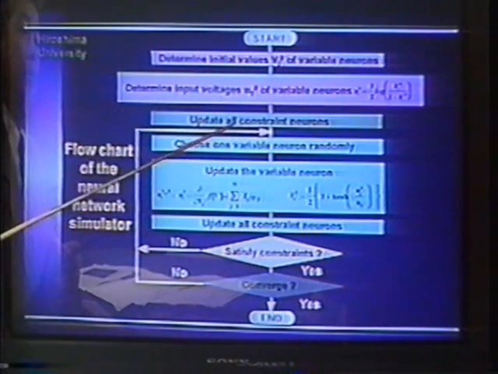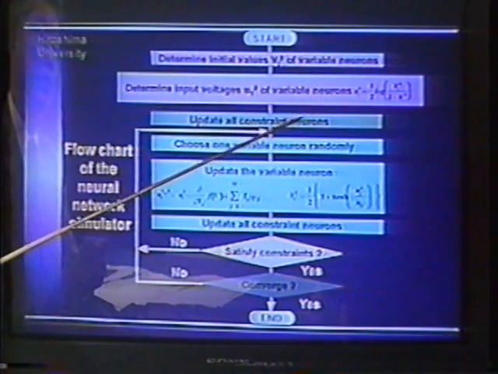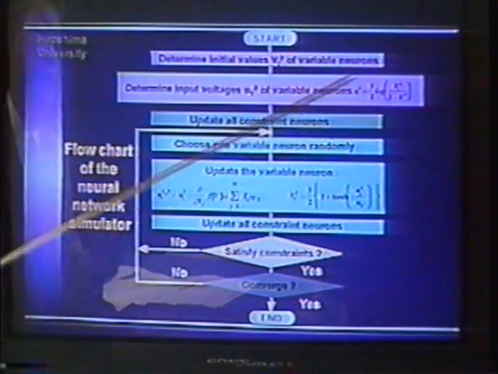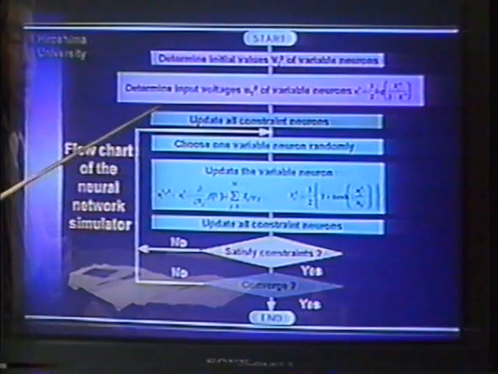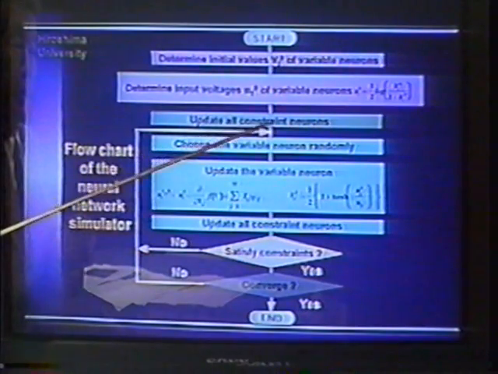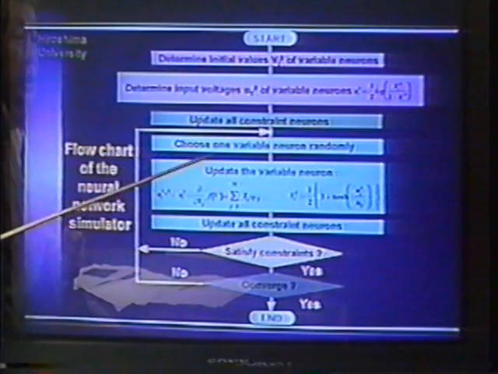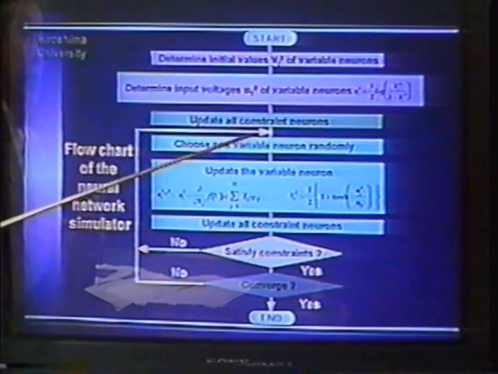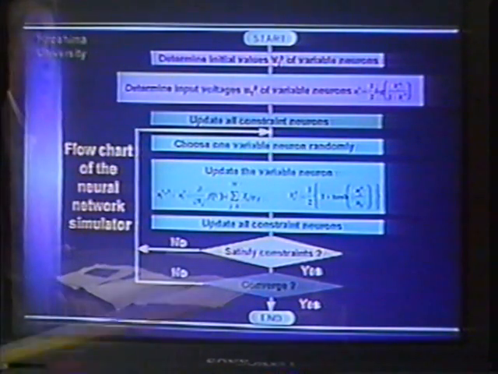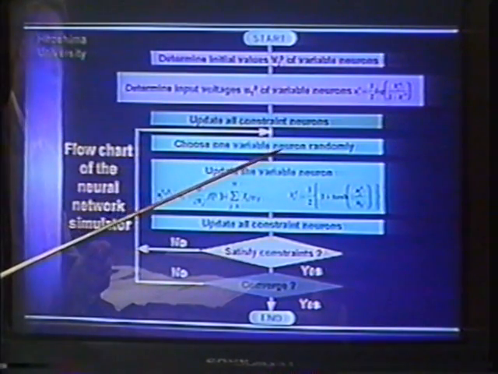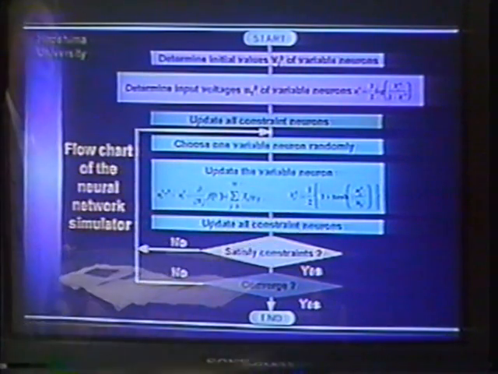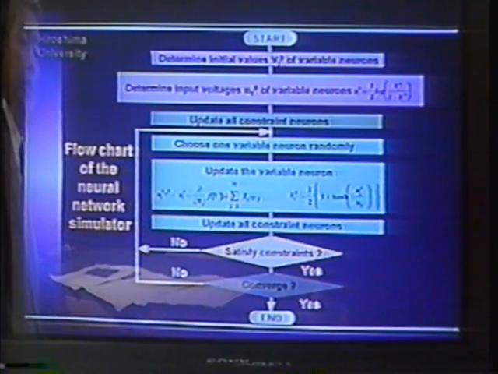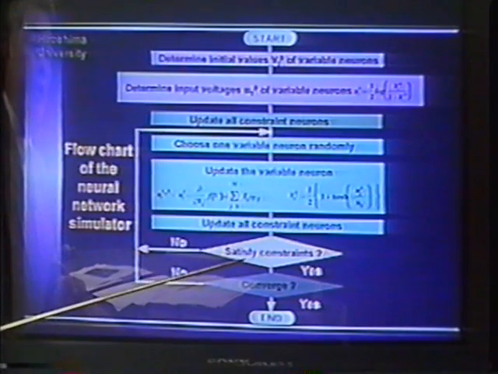Then determine input voltages U_I0 of variable neurons by using this. This is an inverse function of the sigmoid function. So according to the assumption that constraint neurons must respond very quickly compared with variable neurons, we update all the constraint neurons at once, and then come into this loop and choose one variable neuron randomly and then update. This equation is according to Euler's numerical integration formula, and this is only useful in these applications.